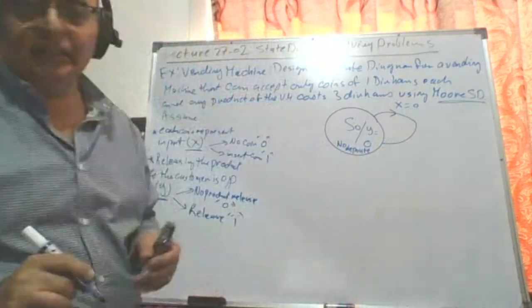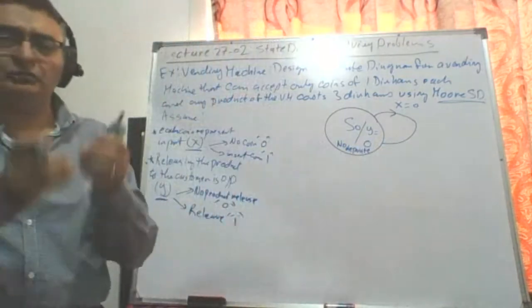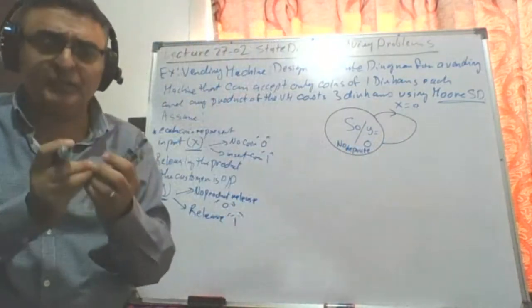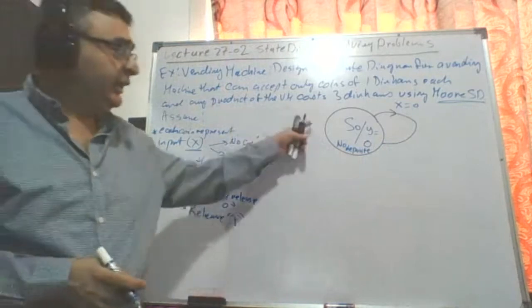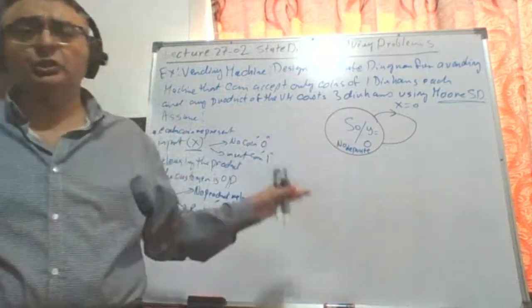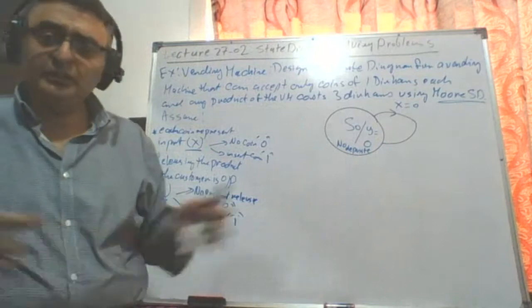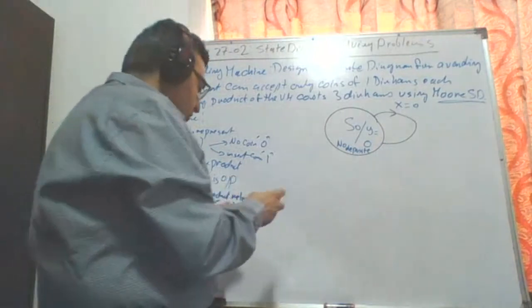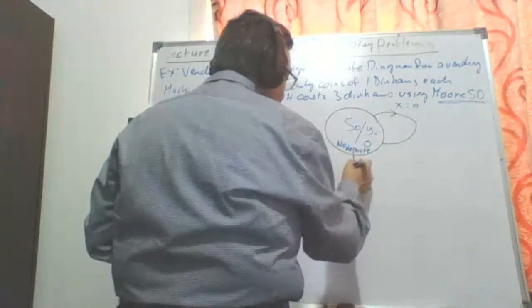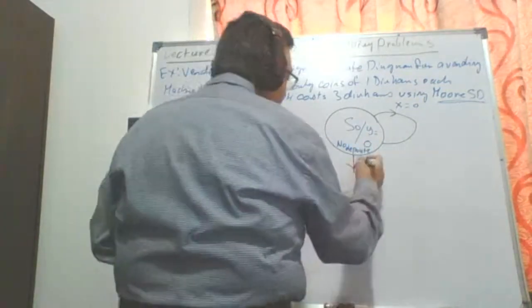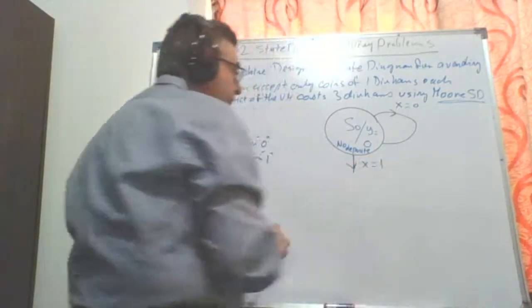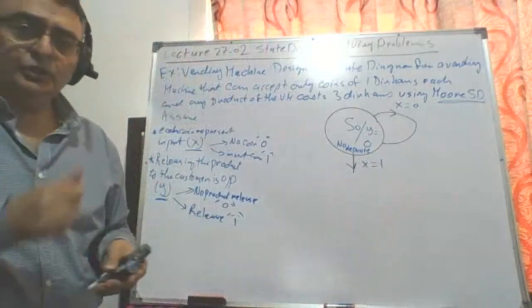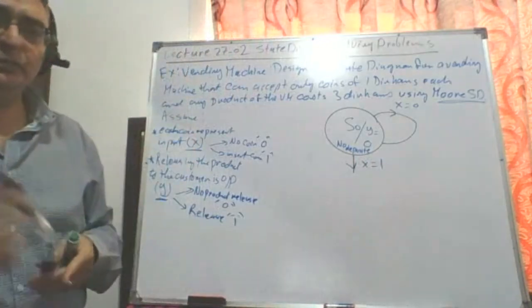The state here indicates the amount of deposit that you have in the vending machine. Initially, in state S0, there is no deposit. It does not have any money. Now, you start entering your coins, so you will change the value of X. X now equals 1. Okay? So you insert your first coin.